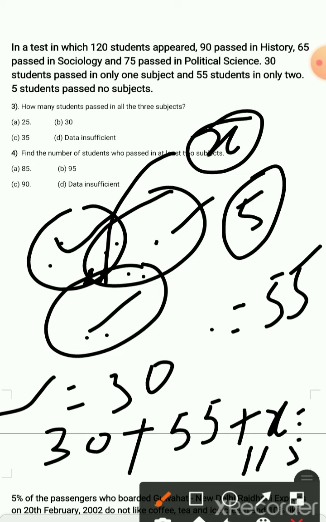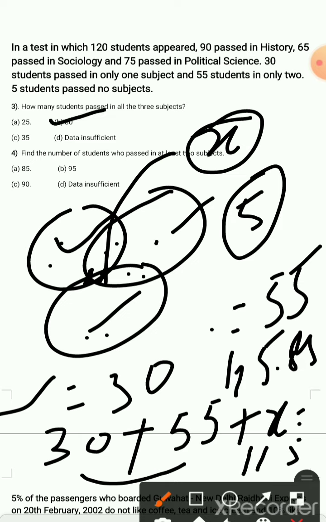So what is the value of x? 55 and 30 is 85. So the answer is 115 minus 85, which comes out to 30. So my answer to how many students pass in all 3 subjects is 30. Clear this point? This is a 3 variable Venn diagram. If you got it, I have to move to the next one, right?